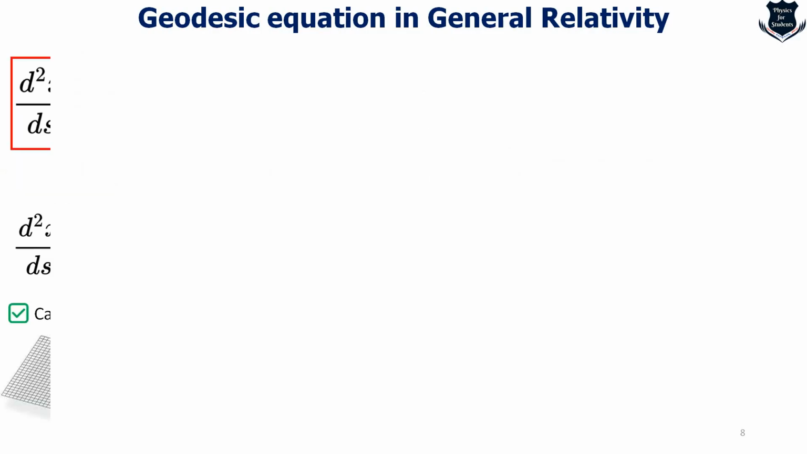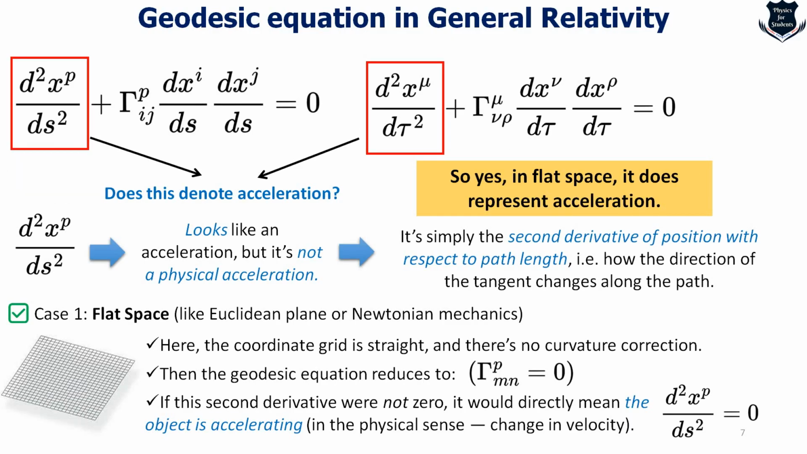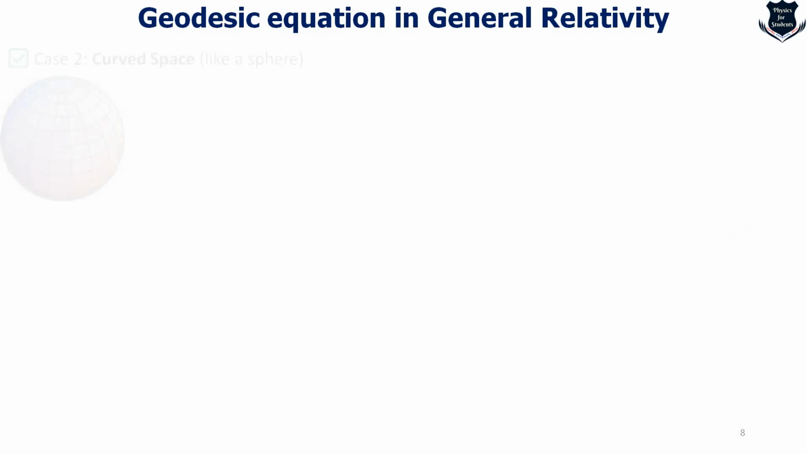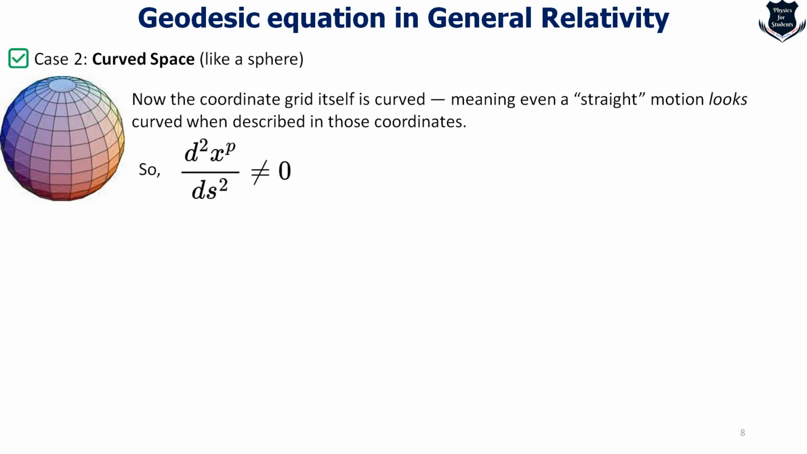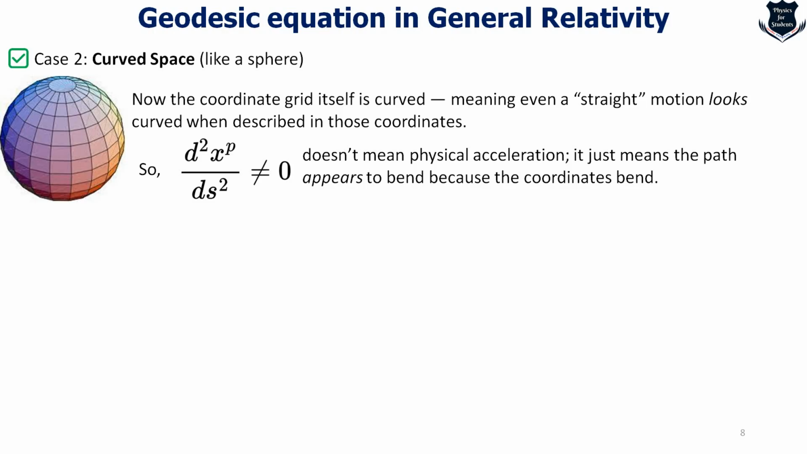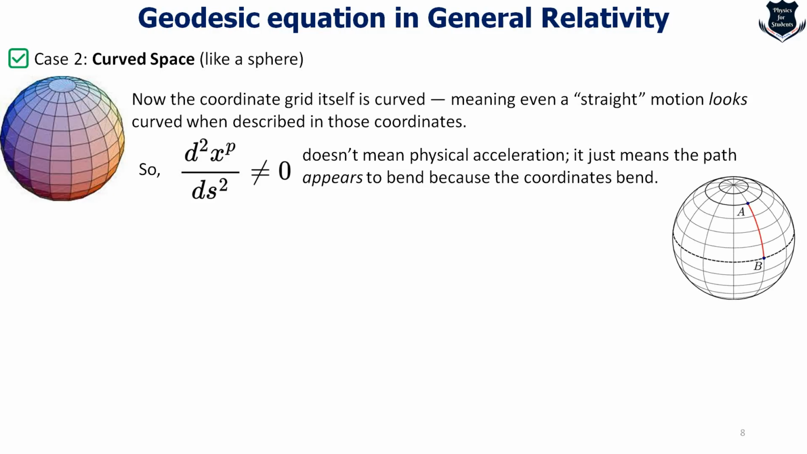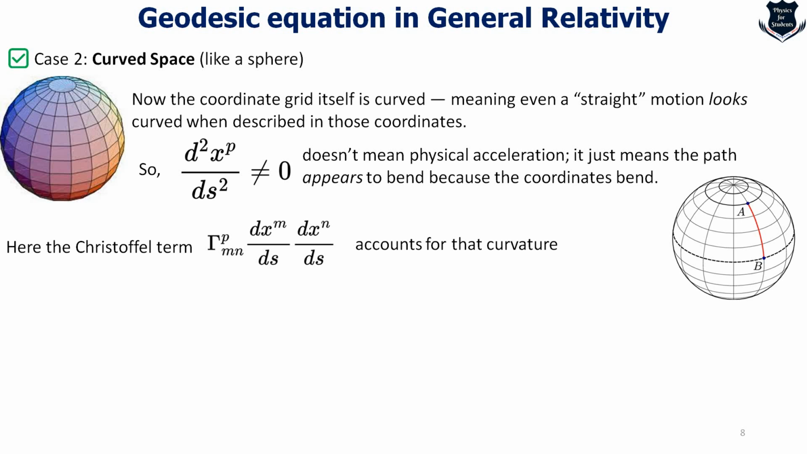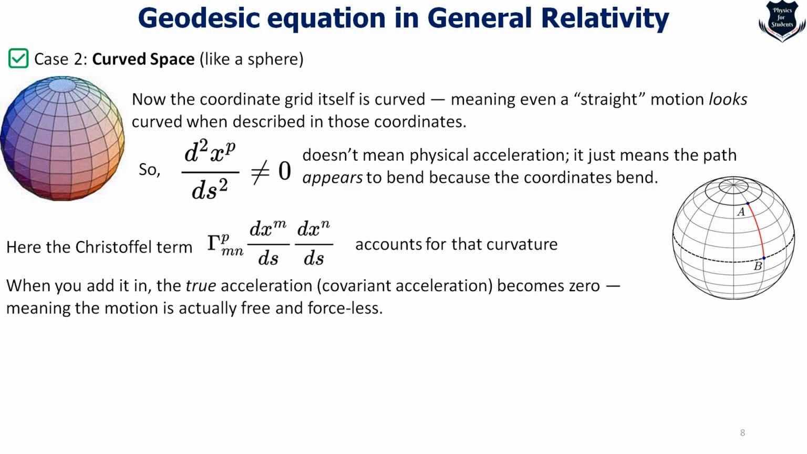Now if I go back earlier, I told you that if it is not 0, then it will be acceleration, and if it is 0, then the Christoffel symbols don't need any correction. But here what I am telling is that it is not necessarily any physical acceleration. It just means that the path appears to bend because the coordinates are bending. And from here what we can see is this kind of a curve. Here the Christoffel symbols account for what? The Christoffel symbols basically account for the curvature. So when you add them to the true acceleration, I would say the covariant acceleration, obviously it becomes 0 because the motion is actually free and forceless.